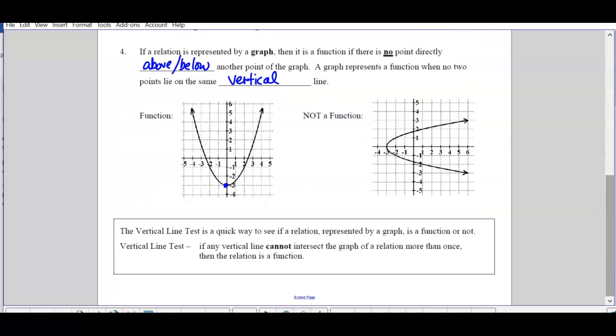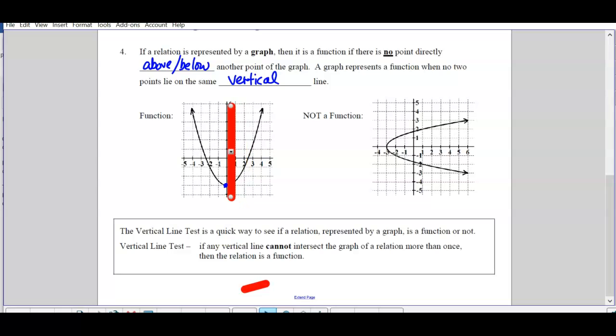And so to summarize, the vertical line test is a quick way to see if a relation represented by a graph is a function or not. Here's technically what the vertical line test says. If no vertical line intersects the graph of a relation more than once, then the relation is a function. So you basically want to, maybe I'll draw a line. I'll do red here. Pretend this is a pencil, okay?